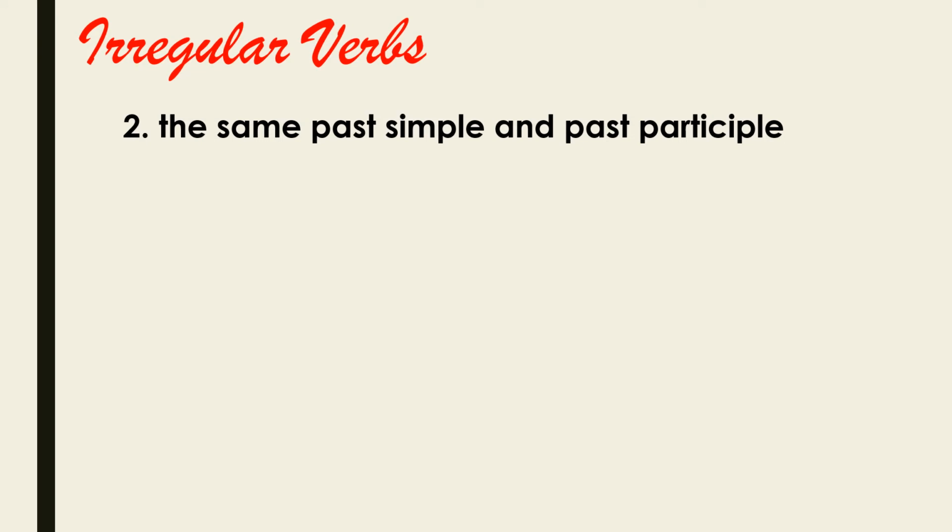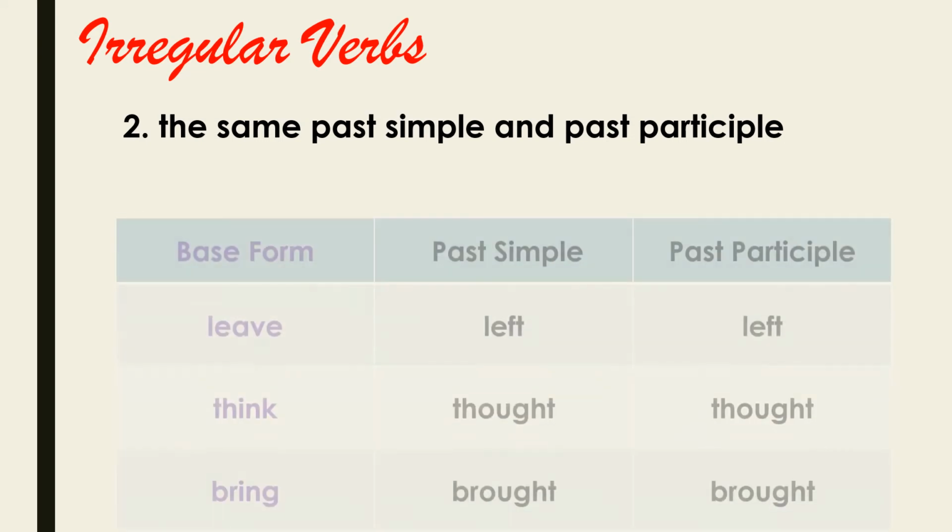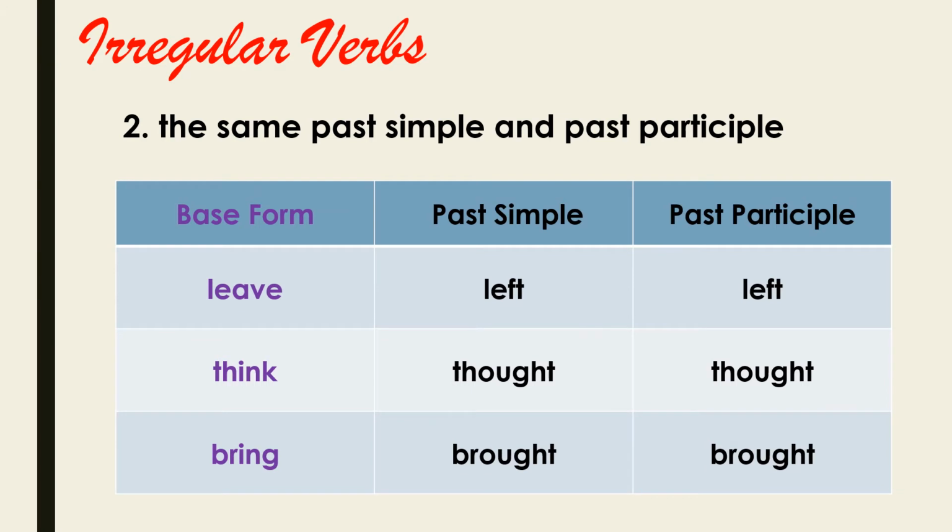Some irregular verbs also have their past simple and past participle the same. Let us consider these examples.